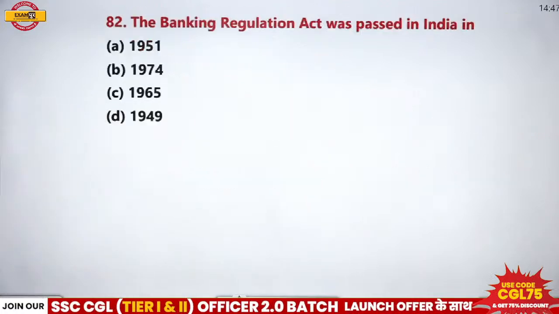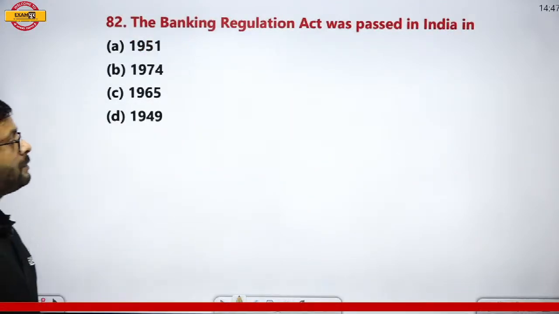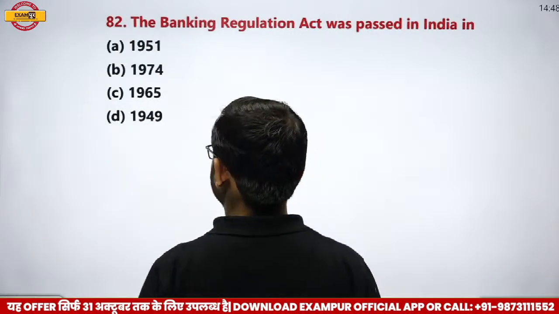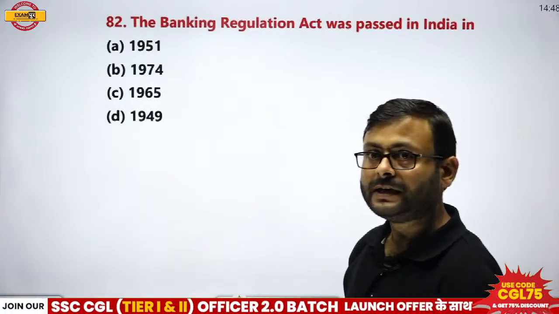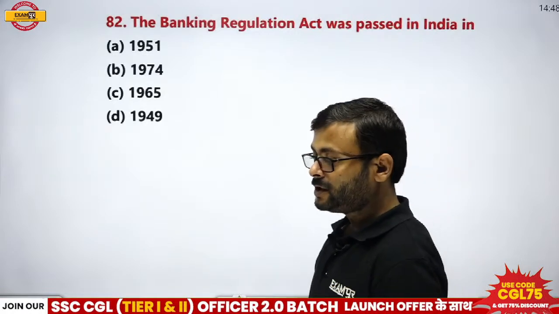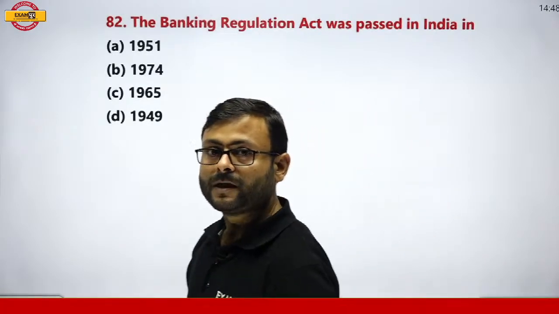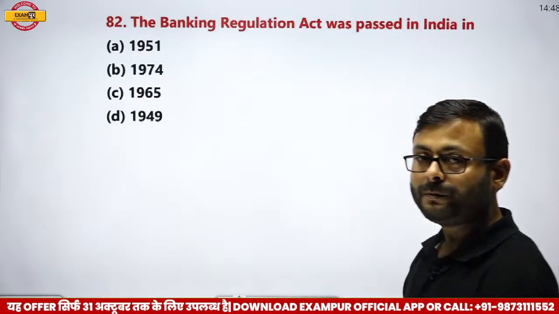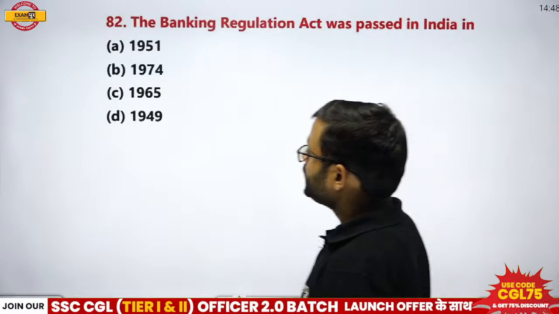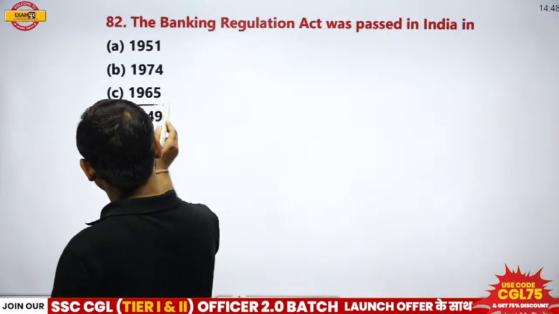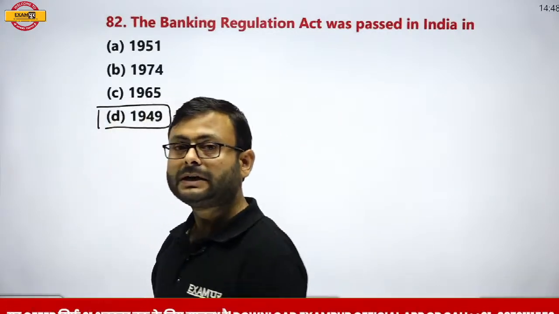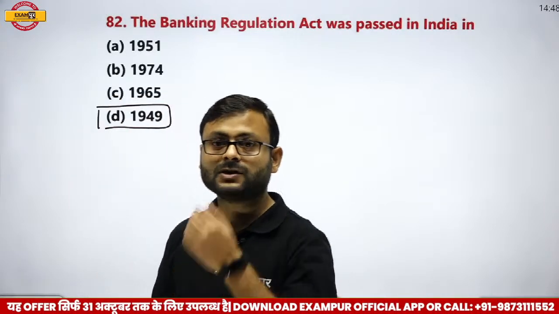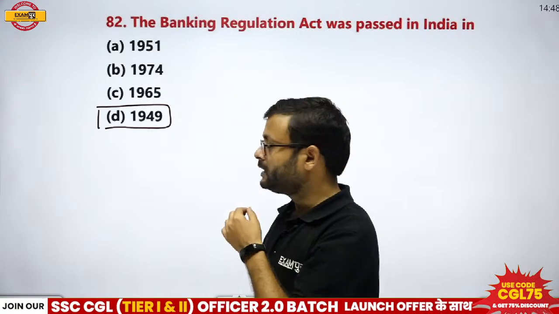Okay, now let's move to the next question. The Banking Regulation Act was passed in India in 1951, 1974, 1965 or 1949? So what is the correct answer? The Banking Regulation Act was passed in 1949, and the original name by which the act was passed is Banking Companies Act 1949.